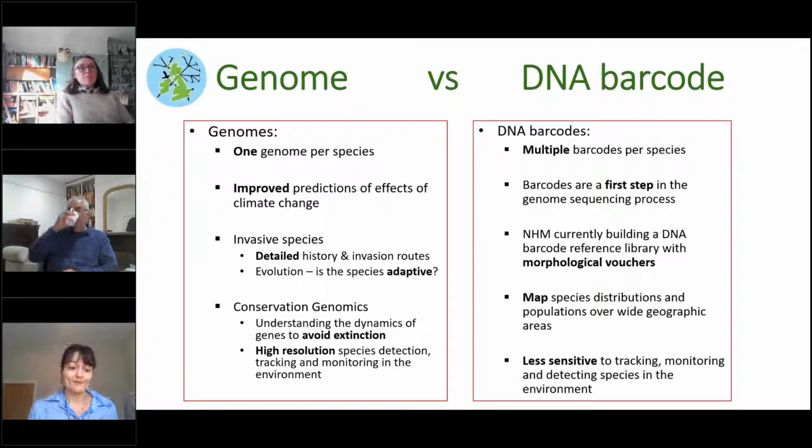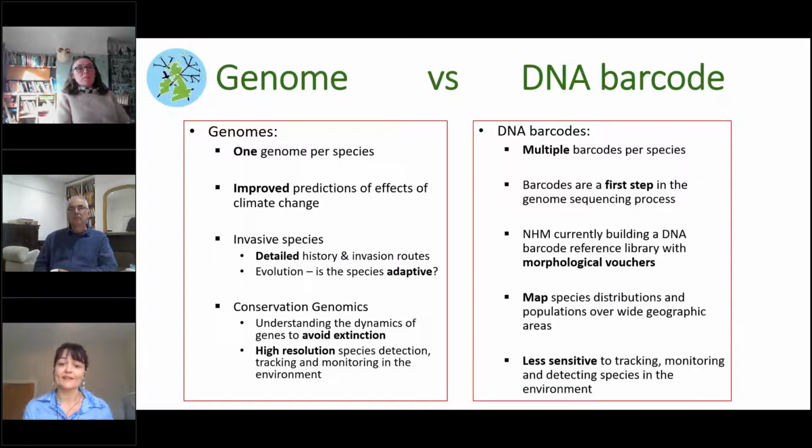And one of my absolute favorites is conservation genomics. With all this information for all these species, we can really understand the dynamics of genes that can help us avoid extinction, and also high resolution species detection, tracking, and monitoring in the environment. That includes abundance as well, which is really important for monitoring.